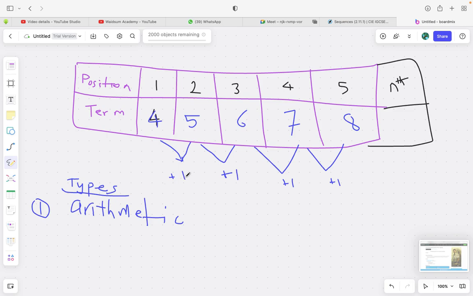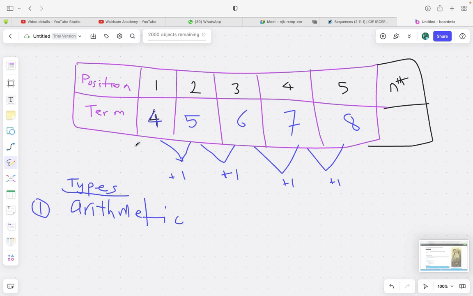Then if it's a negative, it means it's decreasing. The sequence is decreasing. Maybe 30 minus 3, 27. The next one, 27 minus 3 will be 24. 24 minus 3 will be 21. 21 minus 3 will be 18. So it would have been like that: 30, 27, 24, 21, 18, like that. That would have been the sequence.